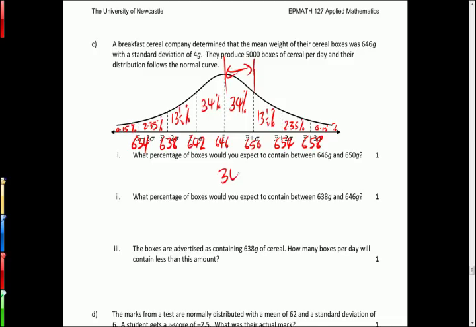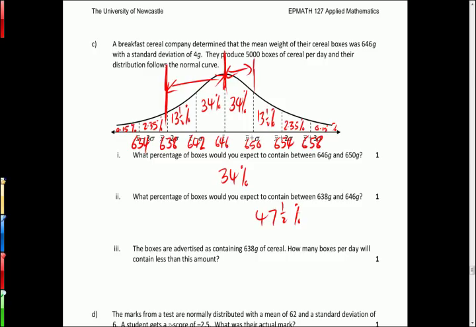Okay, what percentage of boxes would we expect to contain a weight between 646 and 650? 34%. Straight off the picture. What percent of boxes do we expect to contain between 638 and 646? Well, 638's down here. 646 is here. That's just covering two of these segments. 34 plus 13.5 is 47.5%.